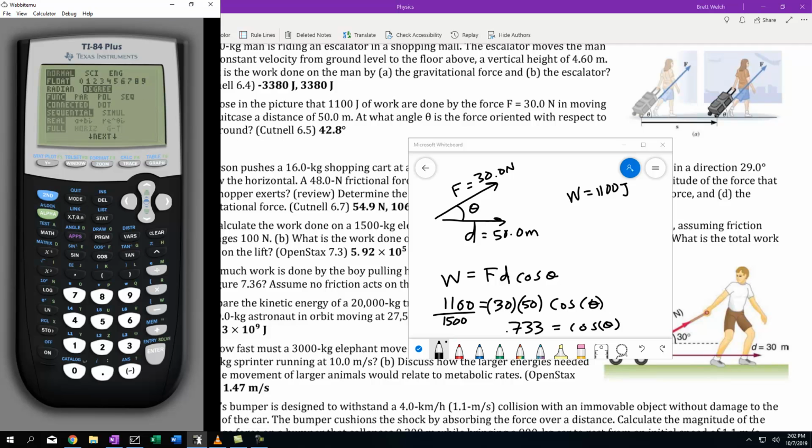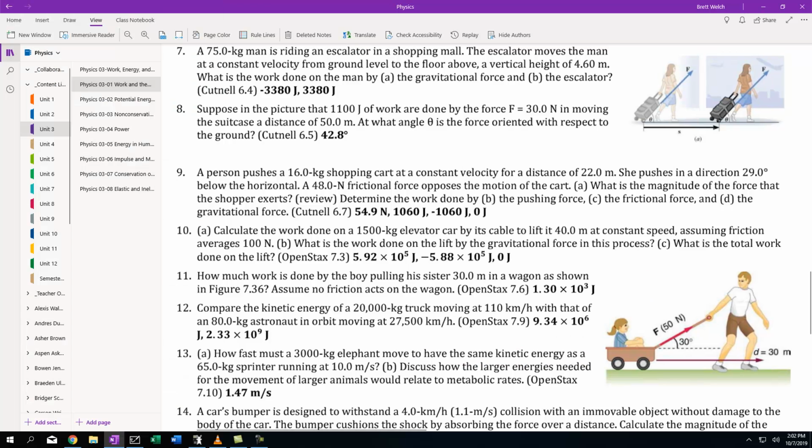I'm going to check my mode. I'm in degrees, so it should be good there. I press enter. I get 42.83 repeating, or roughly theta is 42.8 degrees, which we'll find is our correct answer right there.